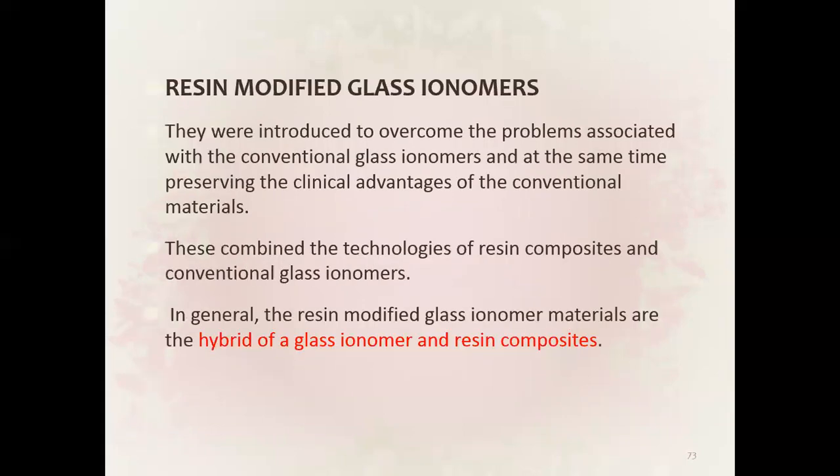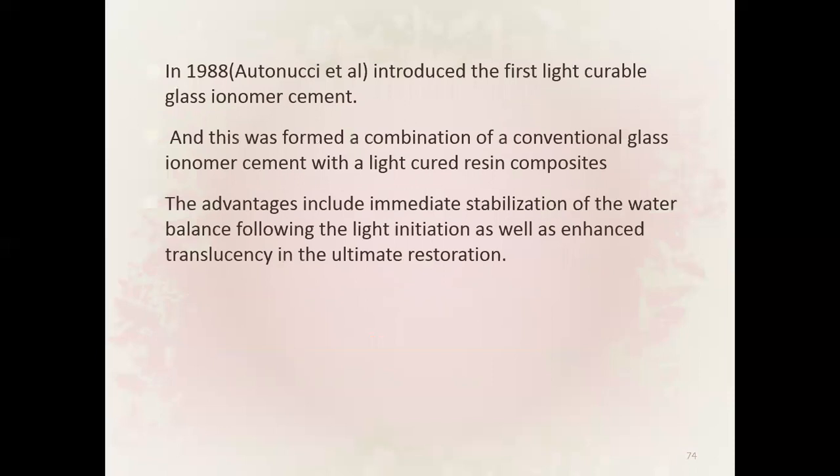Resin modified glass ionomers were introduced to overcome the problems associated with the conventional glass ionomers and at the same time preserve the clinical advantages of conventional materials. These combined the technologies of resin composites and conventional glass ionomers. In general, the resin modified glass ionomer materials are a hybrid of a glass ionomer and resin composites. In 1988, Antonucci et al. introduced the first light curable glass ionomer cement, and this was formed as a combination of conventional glass ionomer cement with light cured resin composite.